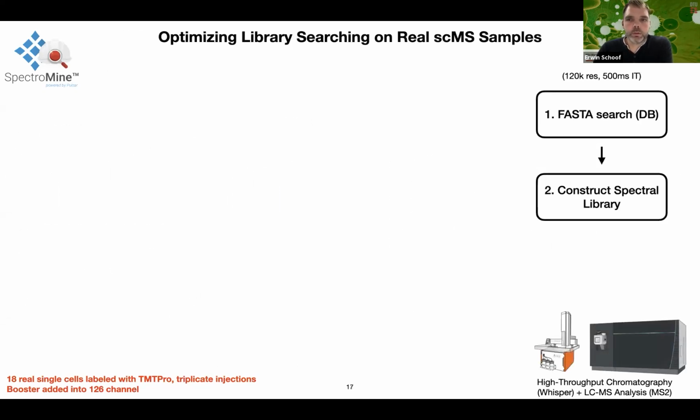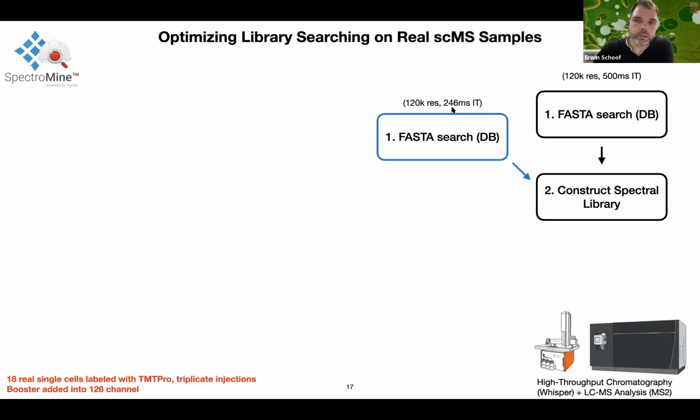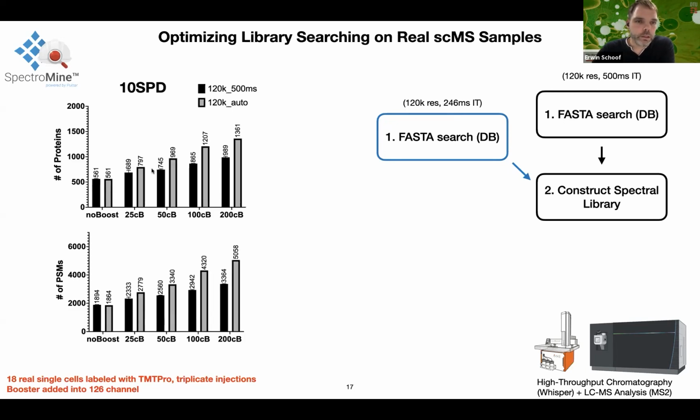So then we wanted to see if we can optimize this library search. As I showed before, we use a Fasta search, and we construct a spectral library from that. So what if we run the same sample on 10 SPD, 2-hour gradient, but then decrease this injection time to try and increase the scan speed, not caring about the single cell quant? This is just to get more peptides into the library. So you can see the comparison between the long injection time and the 246 millisecond injection time, that we are indeed identifying significantly more proteins, especially in the higher boosting, and also at peptide level, we're seeing many more IDs.